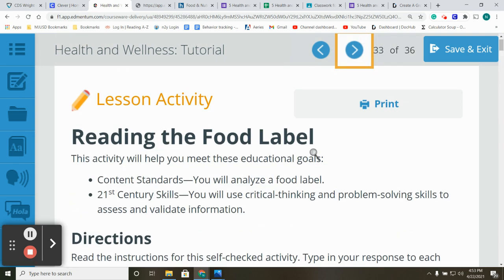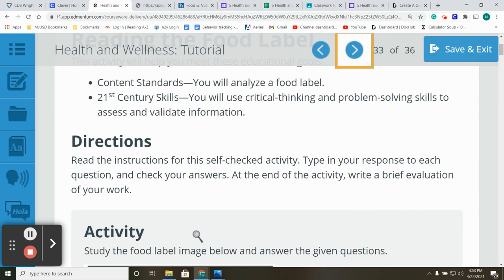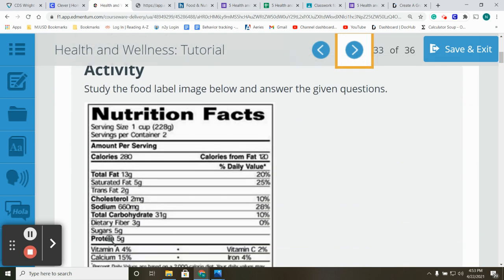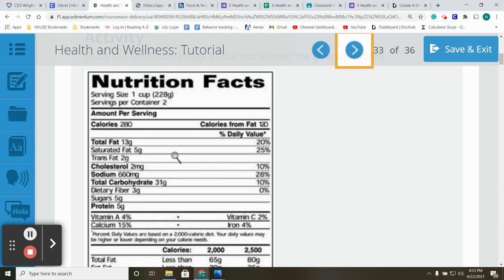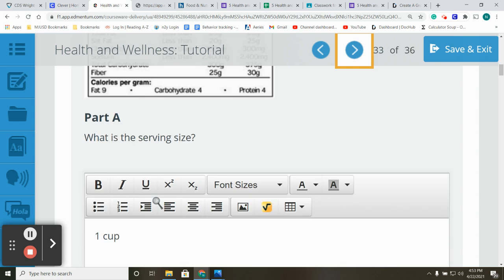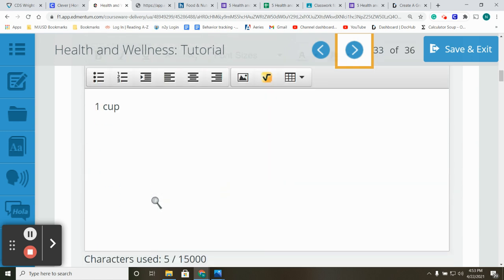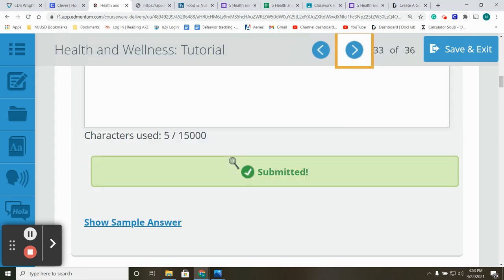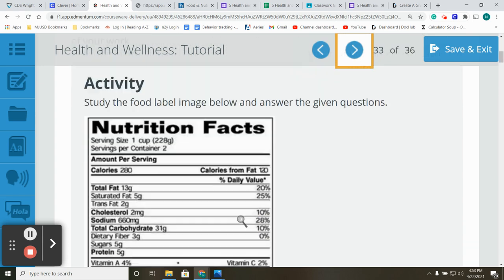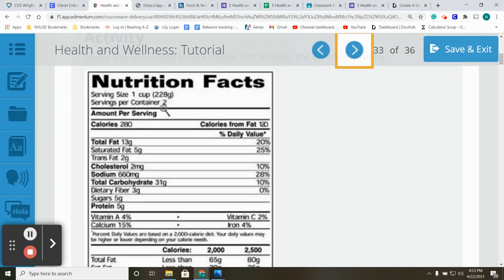All right, reading the food label. So in order to read a food label, you need to know what the serving size is. So this one says 1 cup. How many servings in the container? So it says servings per container, 2.